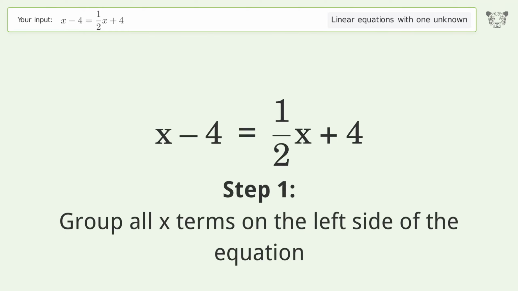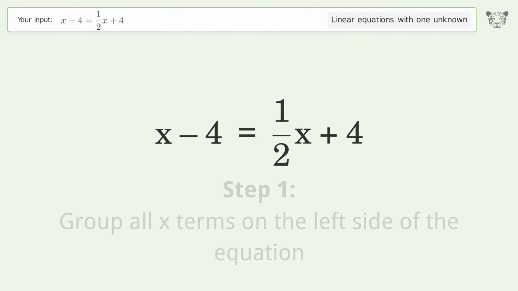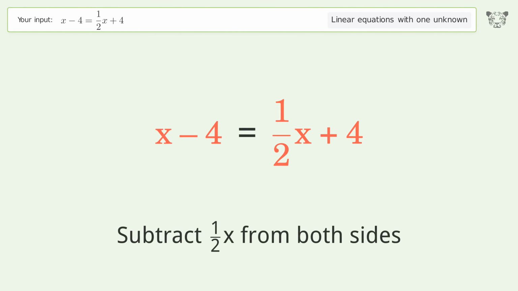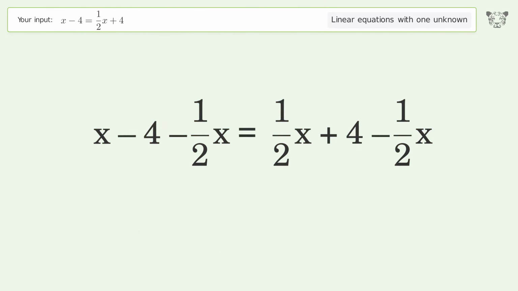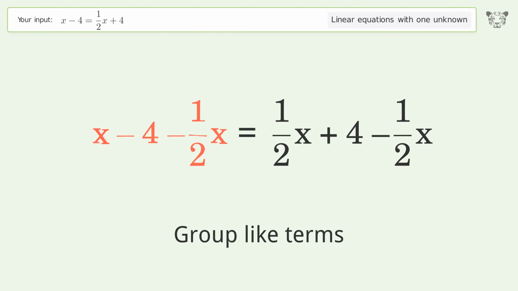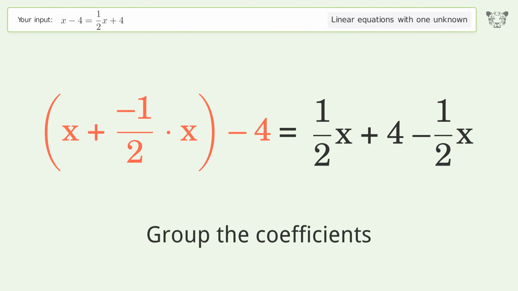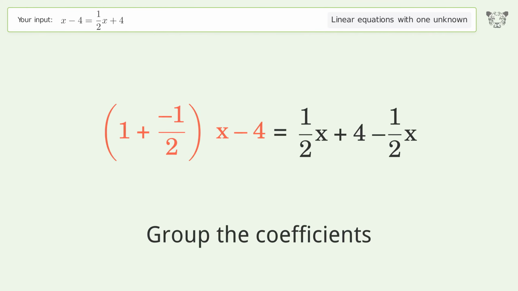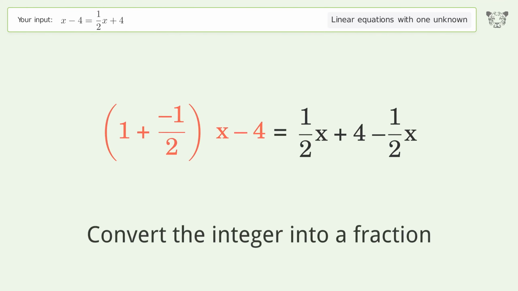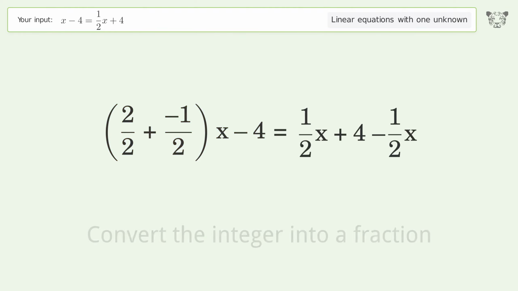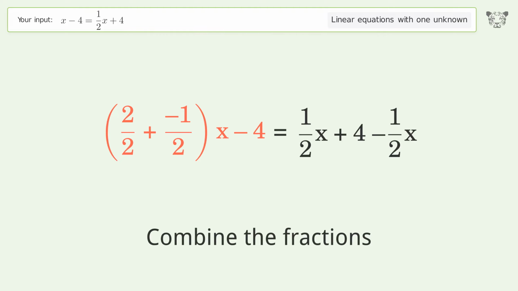Group all x terms on the left side of the equation. Subtract 1 over 2x from both sides. Group like terms. Group the coefficients. Convert the integer into a fraction. Combine the fractions.